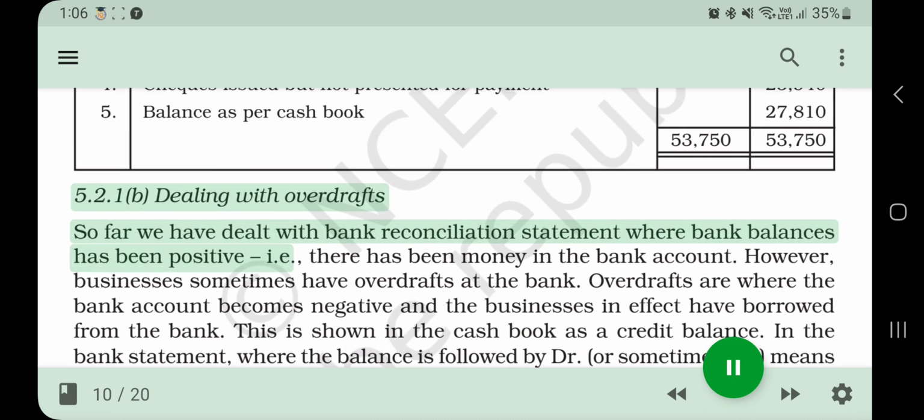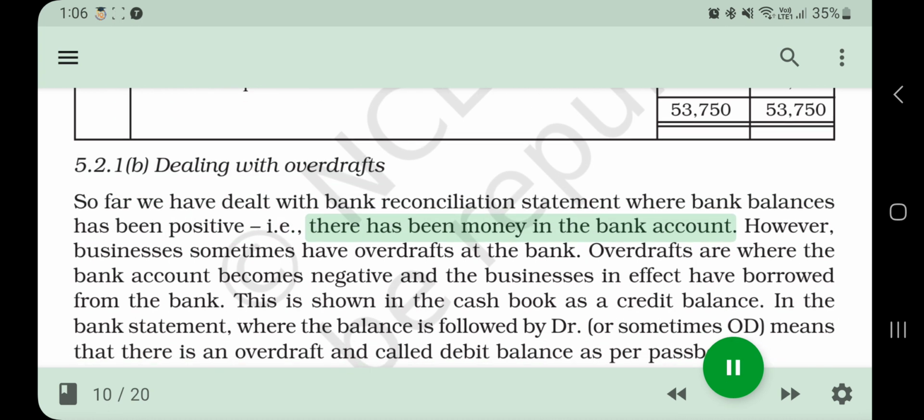Illustration 2. B. Dealing with overdrafts. So far we have dealt with bank reconciliation statements where the bank balance has been positive, i.e., there has been money in the bank account.